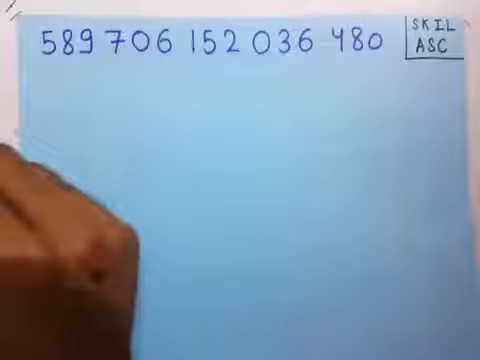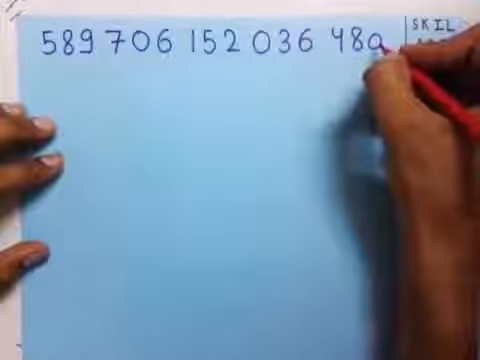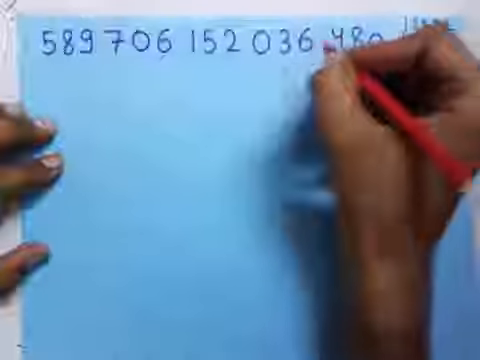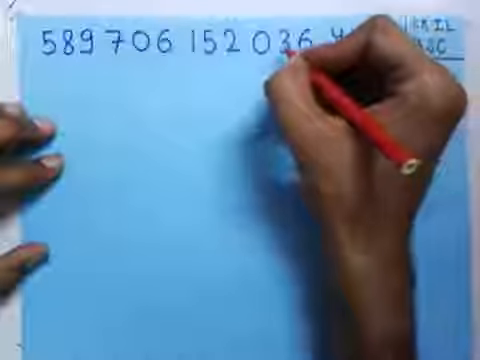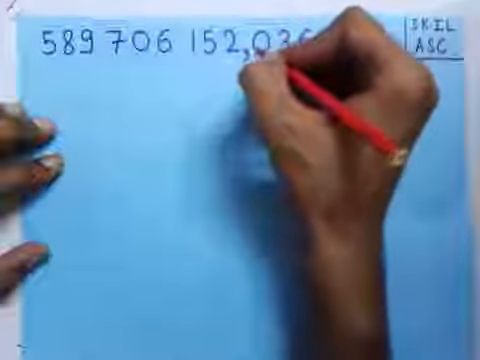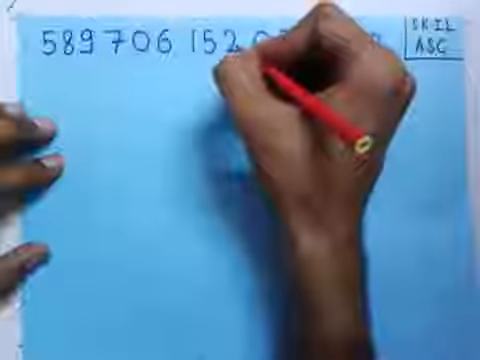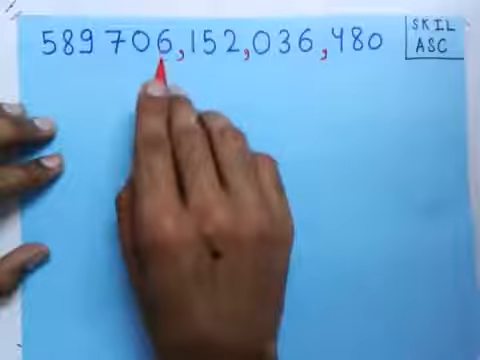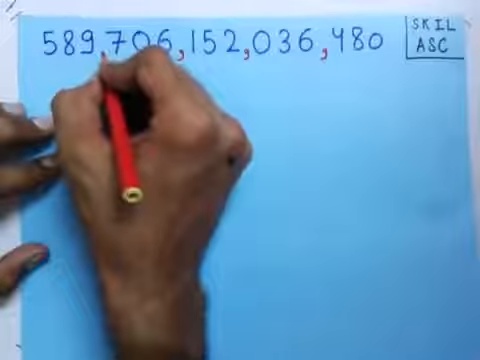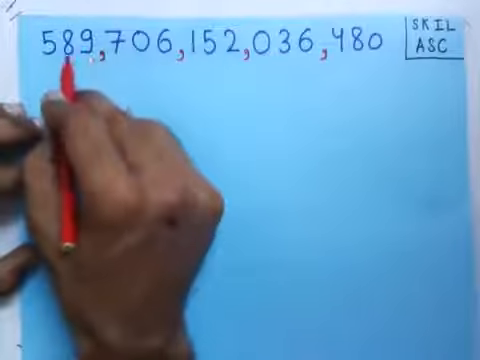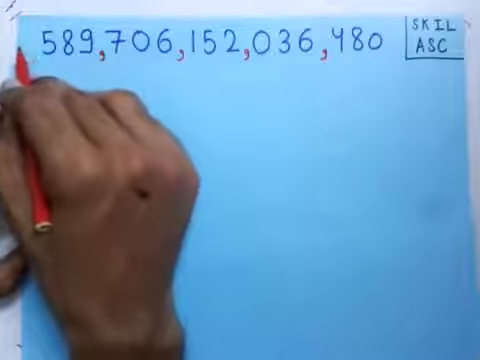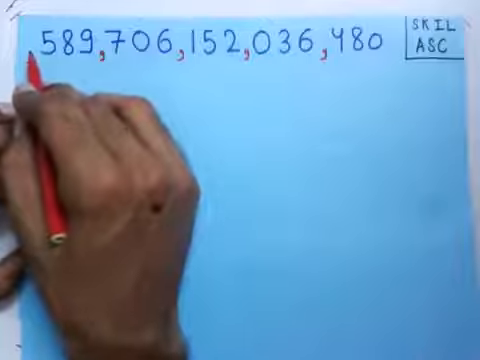So we put commas as, you see, we count 1, 2, 3. We put a comma here. Again we go ahead, 1, 2, 3. We put again a comma. Again we count 1, 2, 3. Again we put a comma. You see, 1, 2, 3. Again we put a comma here. Again we count 1, 2, 3. Now this number ends here, and there are no digits ahead, so we don't put any comma here.